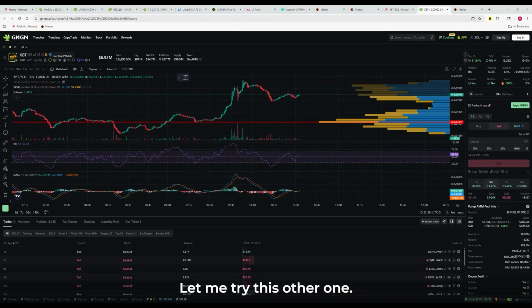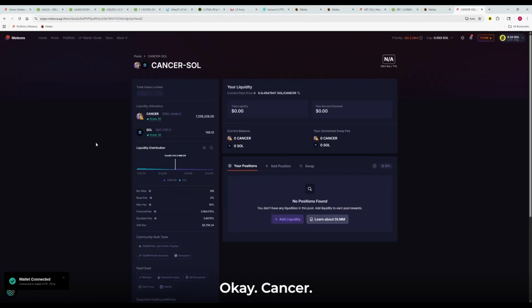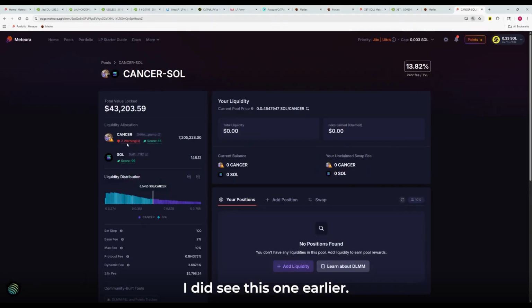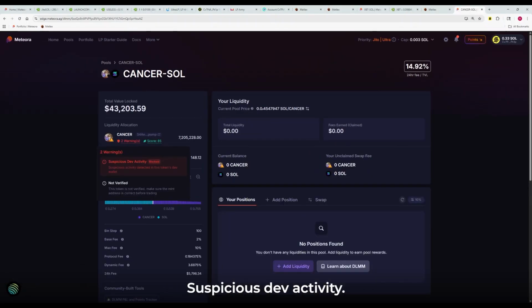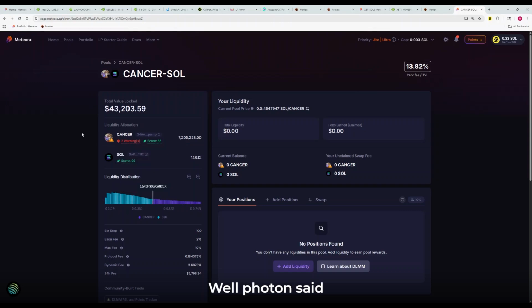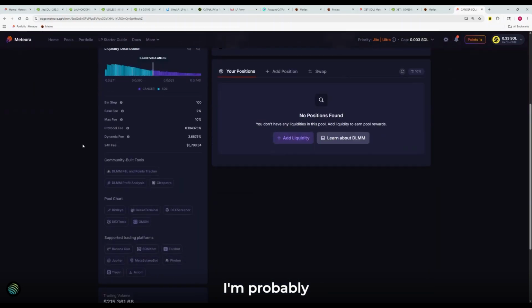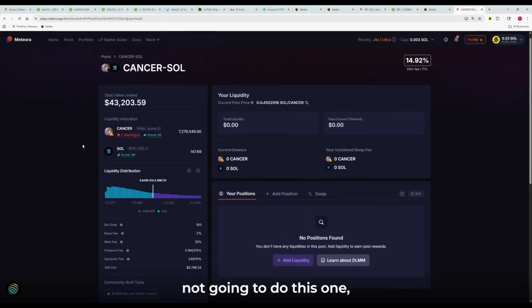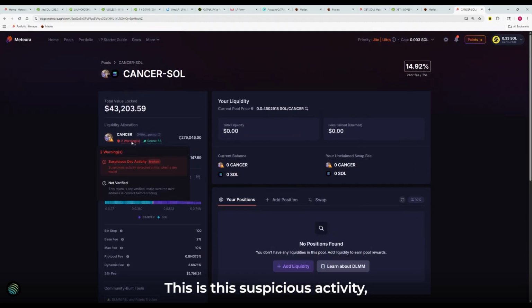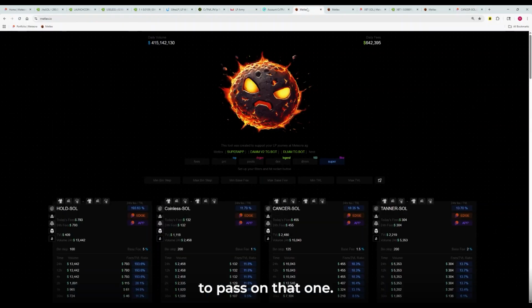Let me try this other one that Photon just gave me. Okay, Cancer. I did see this one earlier. What are the warnings here? Suspicious dev activity. Suspicious activity detected in this token's dev wallet. Well, Photon said this was risky, and it probably is. I'm probably not going to do this one, but what is the suspicious activity? You know, I don't know. I'm actually going to pass on that one.